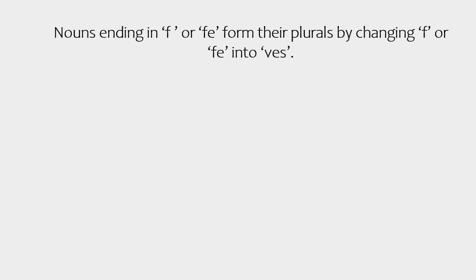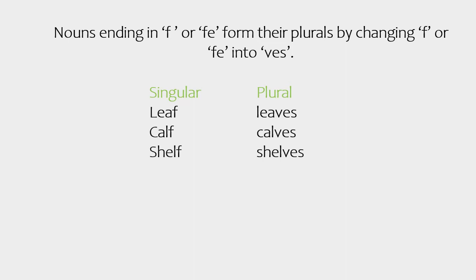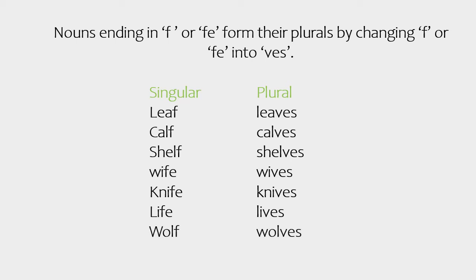Rule 5. Nouns ending in f or fe form their plurals by changing f or fe into ves. What does it mean? You will remove the last letter, whether it is f or fe, and add ves. Let's understand it with the help of a few examples. First is leaf, leaves. Calf, calves. Shelf, shelves. Wife, wives. Knife, knives. Life, lives. Wolf, wolves. And thief, thieves.